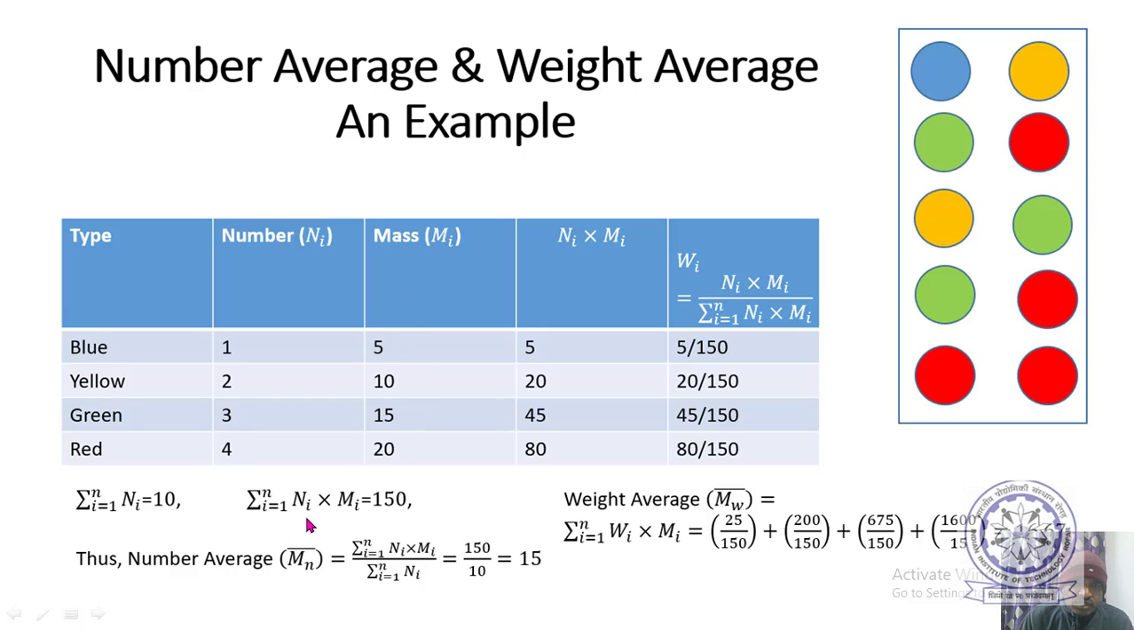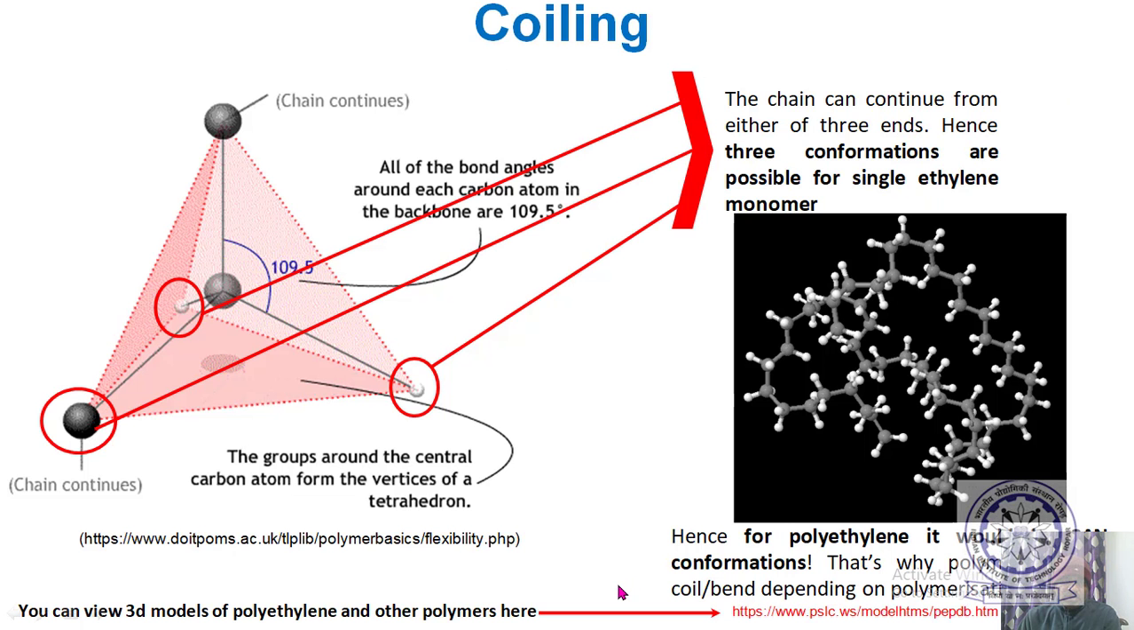And similarly, sigma Ni Mi, the sum of these is 100, and Ni into Mi, the sum of these is 150. And then Wi into Mi again, 5 into 5, 25 by 150, etc. If you compute like this, the weight average comes out to be 16.67, and the number average comes out to be 15. So this is how the typical calculation can be done for number average and weight average of mass.